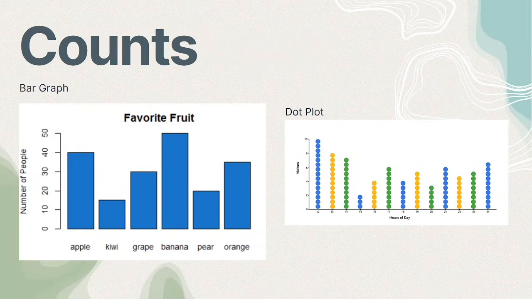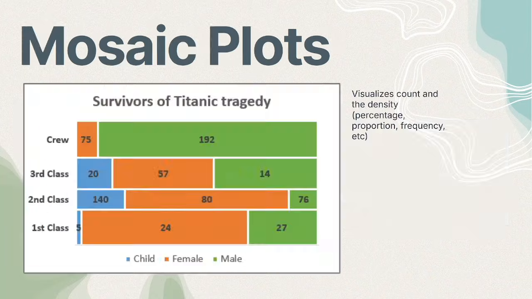Now, about counts. When you're dealing with raw counts instead of percentages, bar graphs are much more precise for comparing categories side by side, like comparing favorite fruits across a group of people. A dot plot is another option where each dot represents one observation, stacked up by category. Useful when you want to see the actual distribution of counts across categories or time, like visitors by hours of the day.